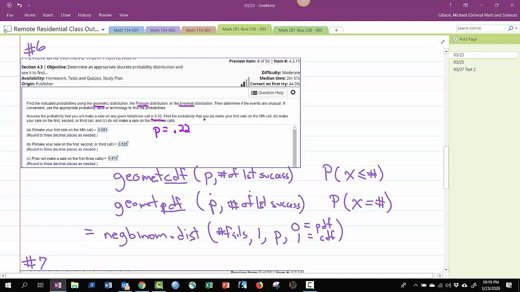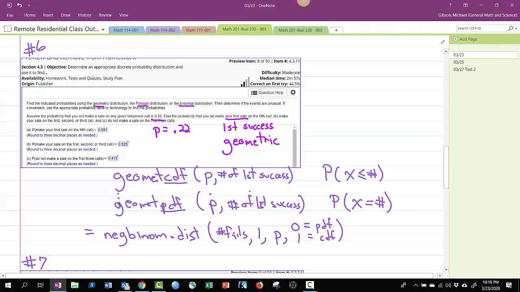Find the probability that you, A, make your first sale on the 5th call. So this is about your first sale, right? In other words, it's about your first success. And anytime they're asking about your first success, that tells you it's geometric. All right.